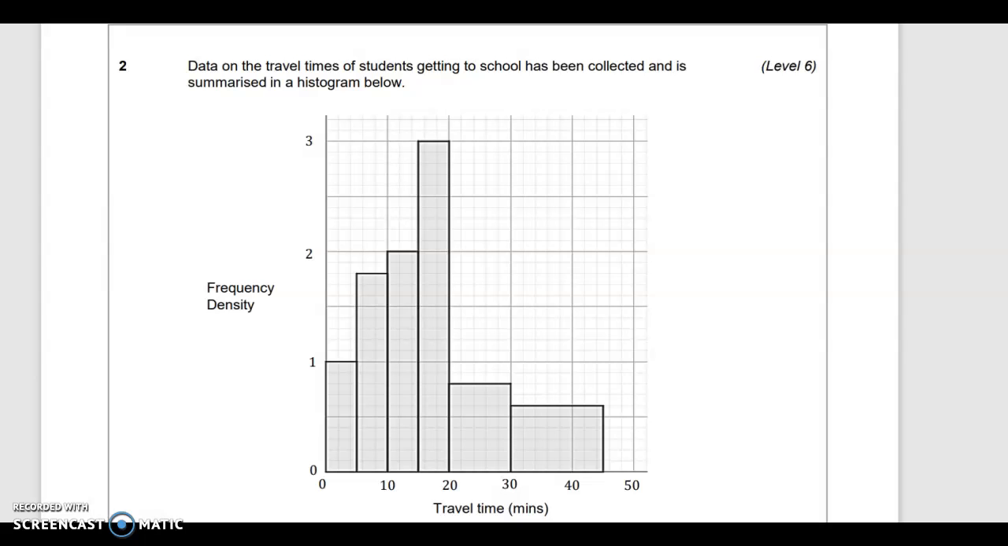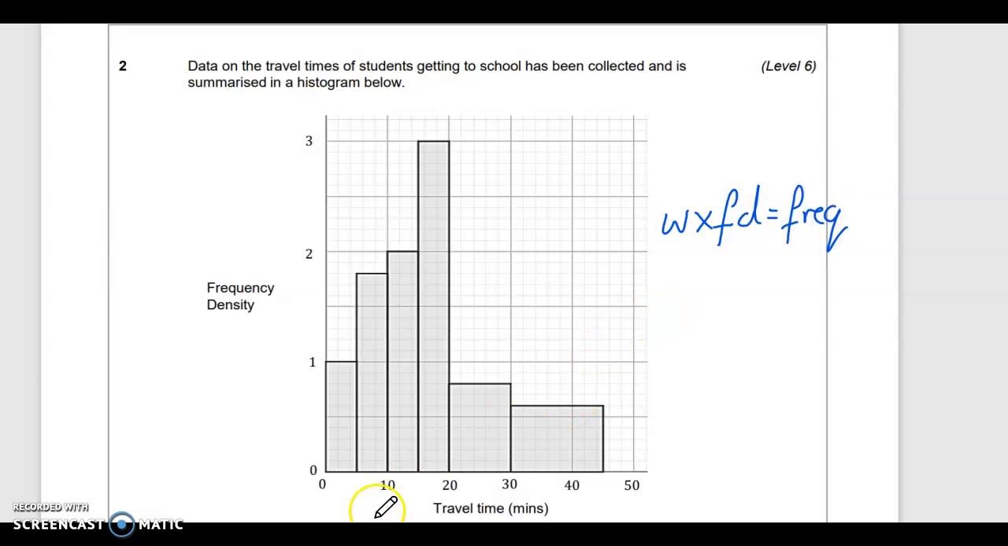Our first question is data on the time travelled by students to school, looking at the time it took them to get there. Unlike bar charts, histograms have unequal widths, meaning that the area of the bar is equal to the frequency rather than just the height as in bar charts. An important thing to remember is that the width of the bar, which we'll call W, times the height of the bar, which is the frequency density, is equal to the overall frequency.